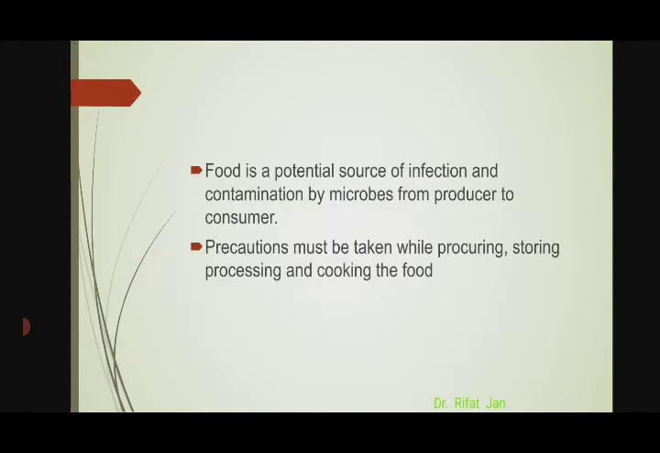Now, as you all know, food is something which is very important. It constitutes our physical environment. It's a potential source of infection and it gets contaminated by microbes throughout its journey from the production to the consumption level. So precautions must be taken while procuring, storing, processing, and cooking of the food. So what's the aim of this food hygiene? The aim is that food should not be contaminated so as to prevent food poisoning and other diseases which are foodborne.